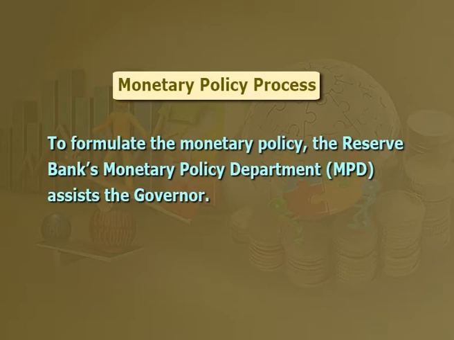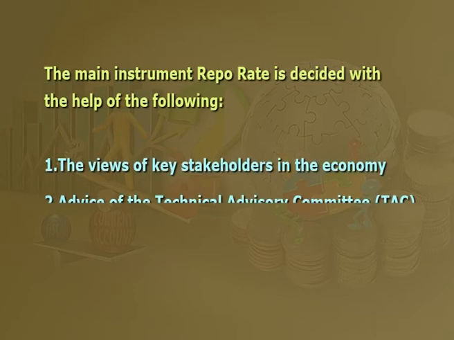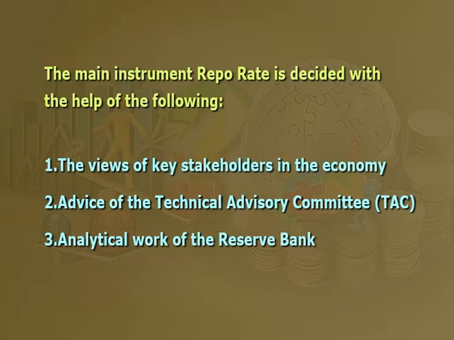Monetary policy process. To formulate the monetary policy, the Reserve Bank's Monetary Policy Department, also known as MPD, assists the governor. The main instrument, repo rate, is decided with the help of the following. Point number 1. Views of the key stakeholders in the economy. Point number 2. Advice of the Technical Advisory Committee, also known as TAC. Point number 3. Analytical work of the Reserve Bank.